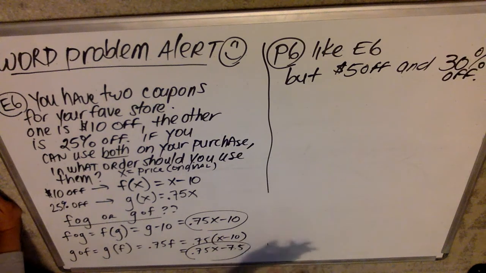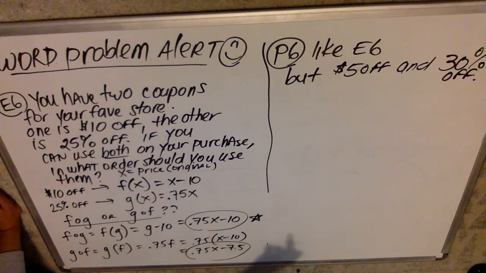One easy way, if you're having trouble quantifying, if you're like, I can't tell which of these will be the smaller number, 0.75x is going to be the same amount either way. It's just whether you're taking $7.50 off the price or you're taking $10 off the price. This one's better.